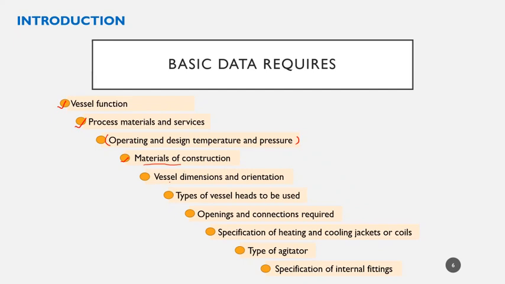We should also have the information on the vessel dimension and orientation, and then the type of vessel head to be used, whether hemispherical or other types. And then we should have information on the openings and connections required, and the specification of the heating and cooling jacket or coil if required, especially for the reactor design. Then the type of agitator if required as well, and the specification of internal fittings. So maybe we have fittings with the instrumentation or control required in the vessel.